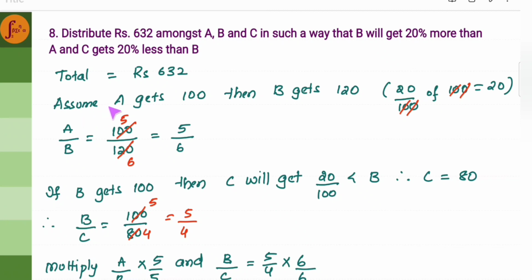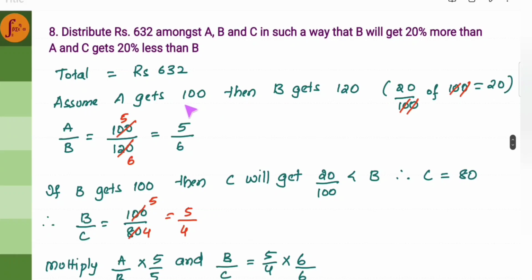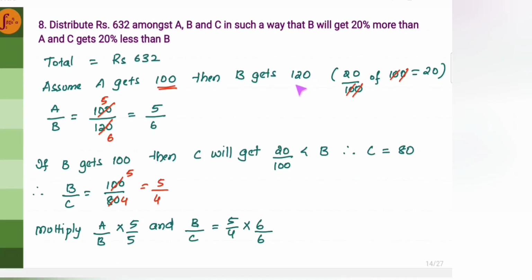First method is assume that A gets 100. If A gets 100, then B will get 120. Why? Because B will get 20% more than A. We assume that A gets 100, so 20% of A is 20% into 100. What is 20% of 100? It's nothing but 20 only. So if A gets 100, then B will get 100 plus 20, that is 120.